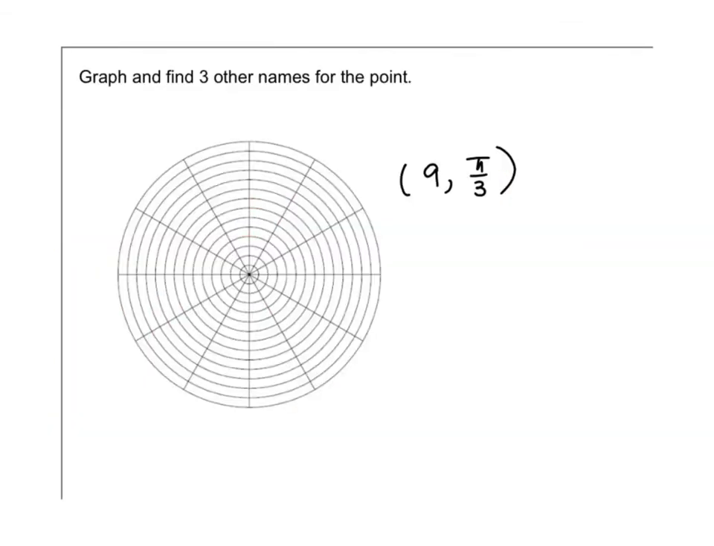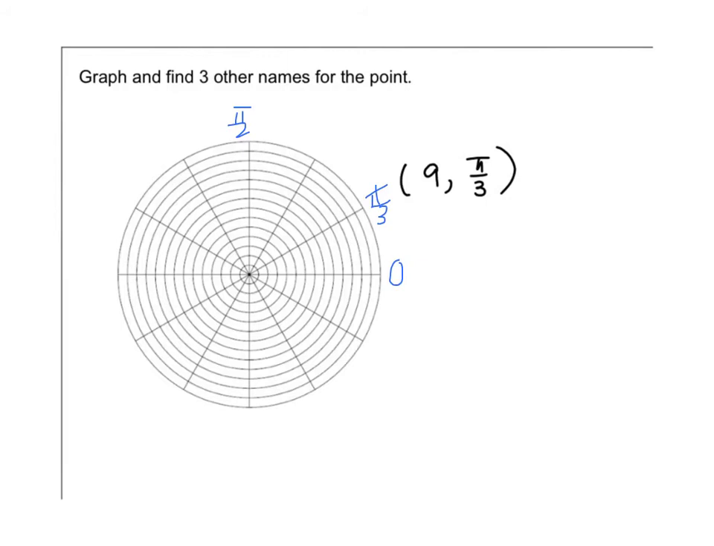One more example. It says I want to graph the point (9, pi over 3). So first I have to find pi over 3. This is 0, right? This is pi over 2. So this probably is pi over 3. Looks like it's divided into thirds.